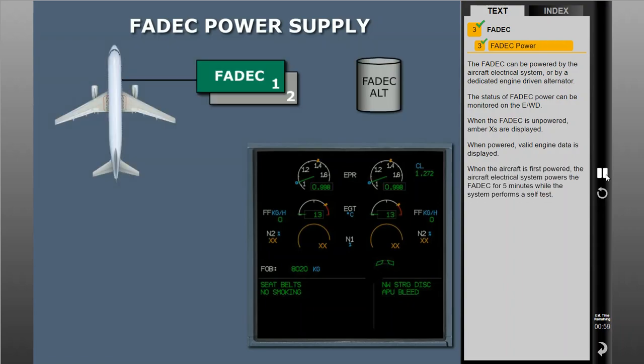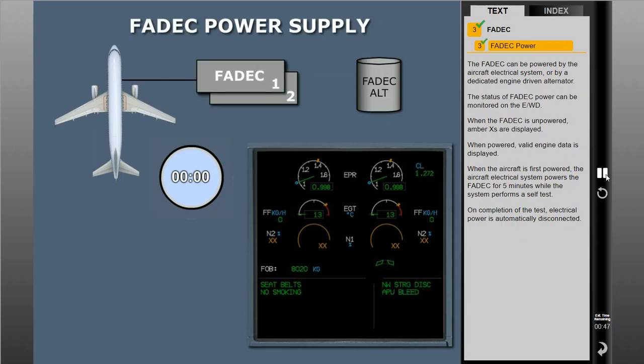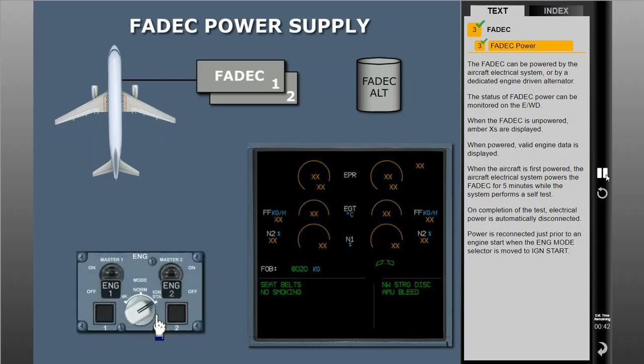When the aircraft is first powered, the aircraft electrical system powers the FADEC for 5 minutes while the system performs a self-test. On completion of the test, electrical power is automatically disconnected. Power is reconnected just prior to an engine start when the engine mode selector is moved to Ignition Start.